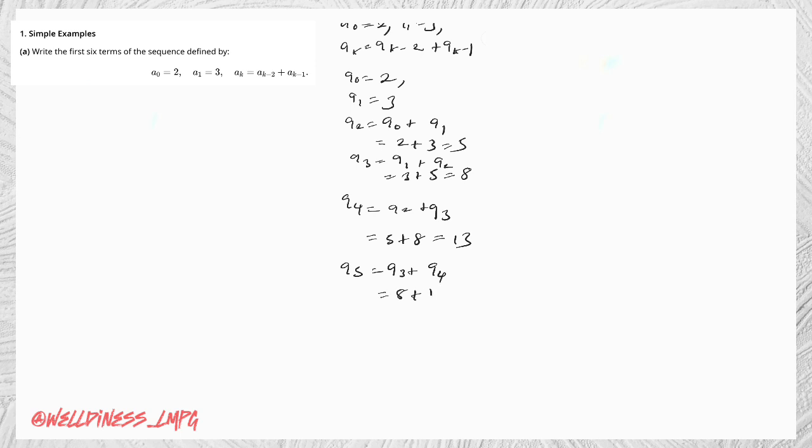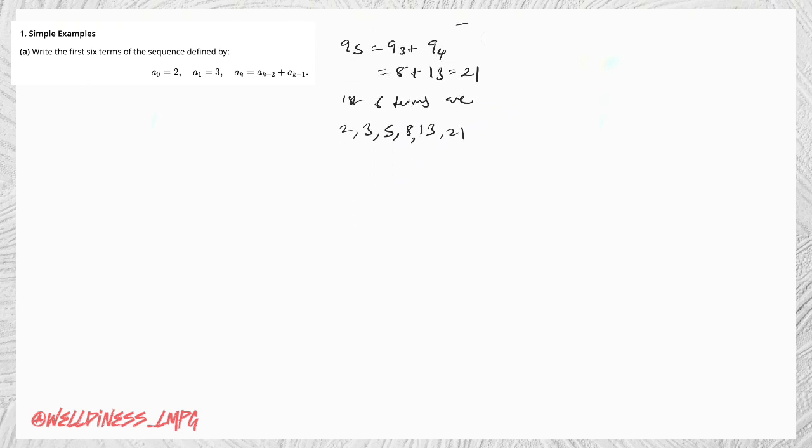Now to get the A5, all you have to do is substitute 5 everywhere you see K. And when you do that, you're going to end up with 5 minus 2, which will give you 3, and that's how we got A3. And for the other part, substitute 5 minus 1, which will give you 4, which will give you A4. So A3 we got as 8, and A4 we got as 13. So our A5 will give you 8 plus 13, which will give you 21. So our first terms are 2, 3, 5, 8, 13, and 21.